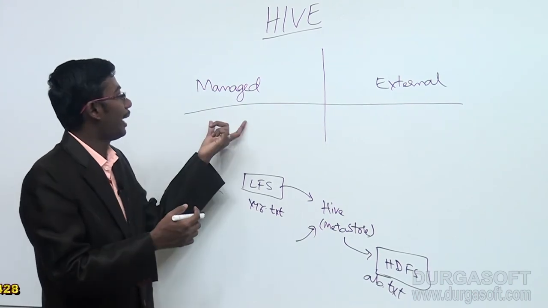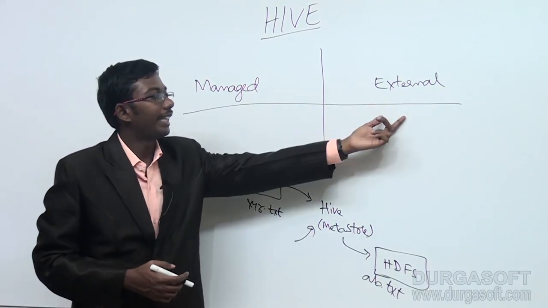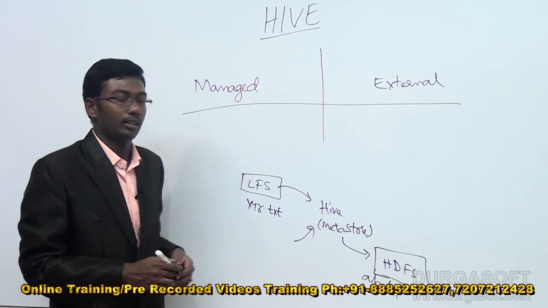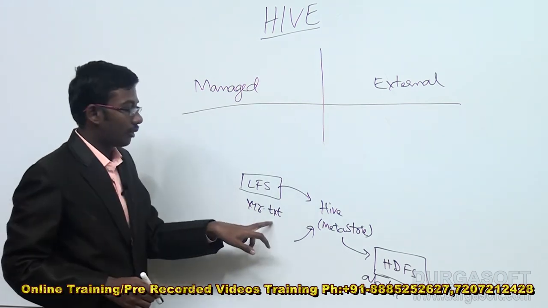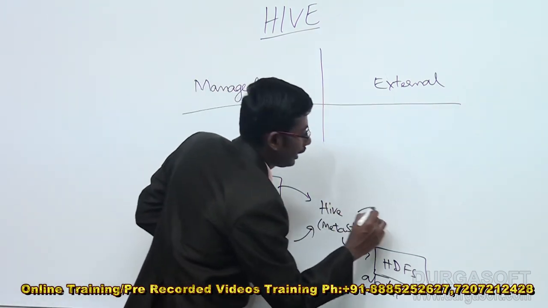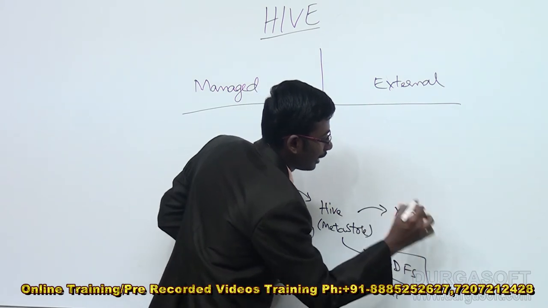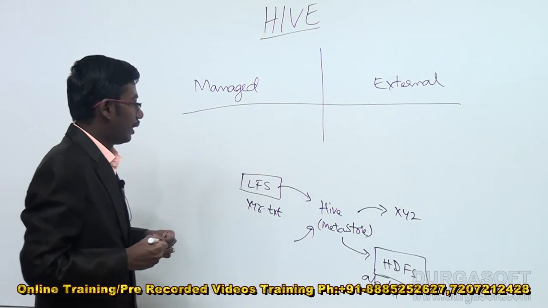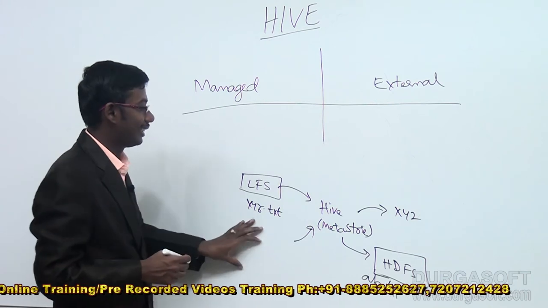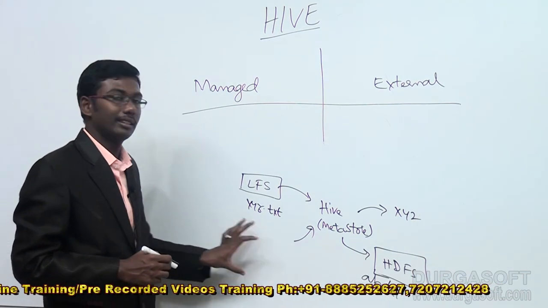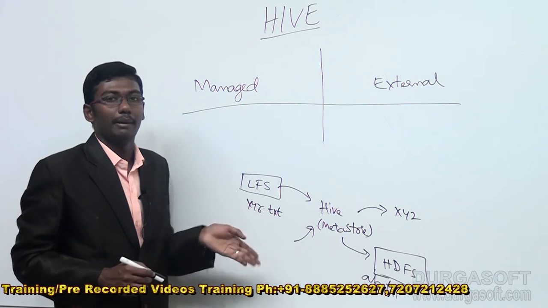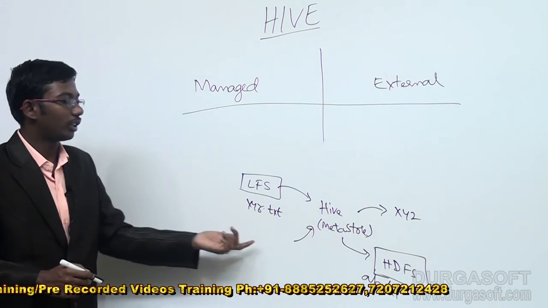If you create a managed table, what will happen? If you create an external table, what will happen? Let us look. Suppose here I am creating xyz.txt, and we are also creating the table with the name xyz only. Suppose here I have some student information like SIDs and names, or you can consider any employee log or any other information.